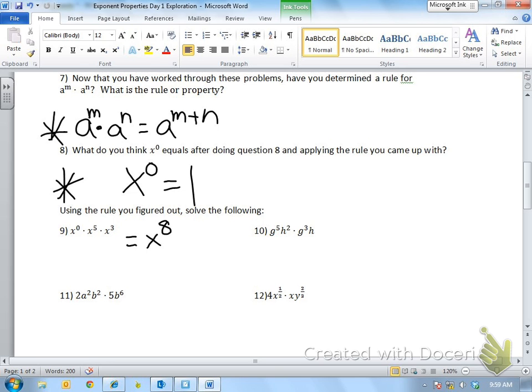Number 10. We have 2 variables again, but one of our variables is missing something. Okay? One of our variables is missing an exponent. What should we write here? So h has no exponent. What exponent is there but not written? 1. There's our invisible 1.